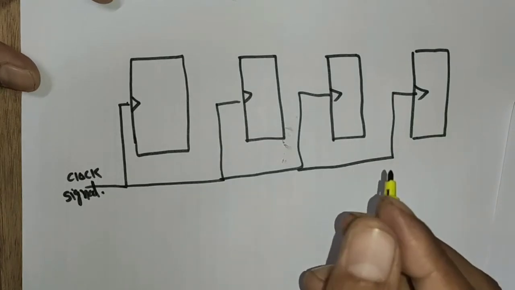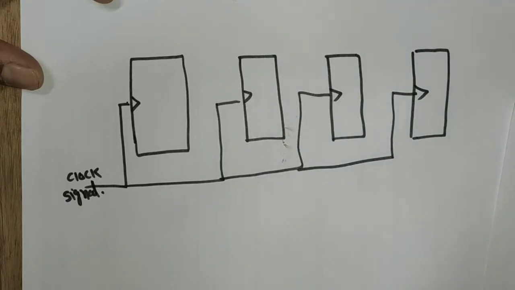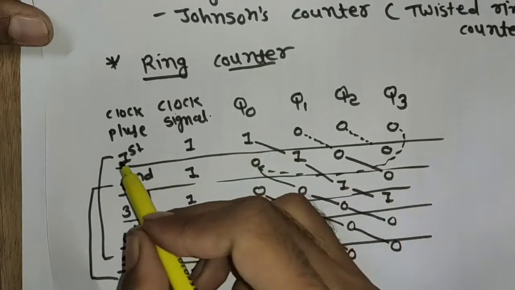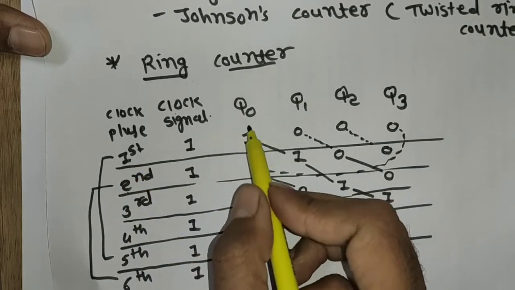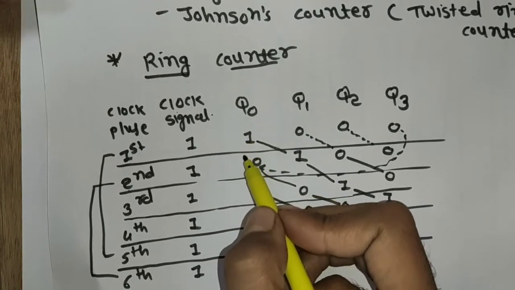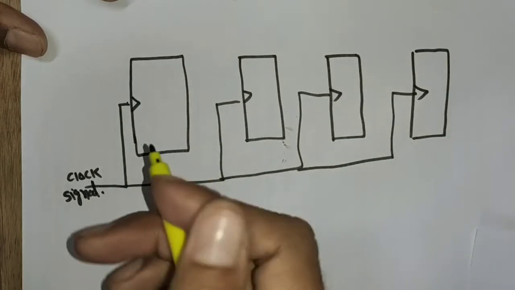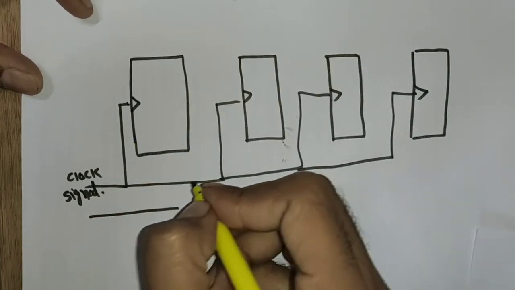Now the second thing is the clear signal. Whenever we store either 1 or 0 in the first clock pulse, and then go to the second clock pulse, we first clear this bit and then add the next bit. So we give the clear command. This is the clear command.